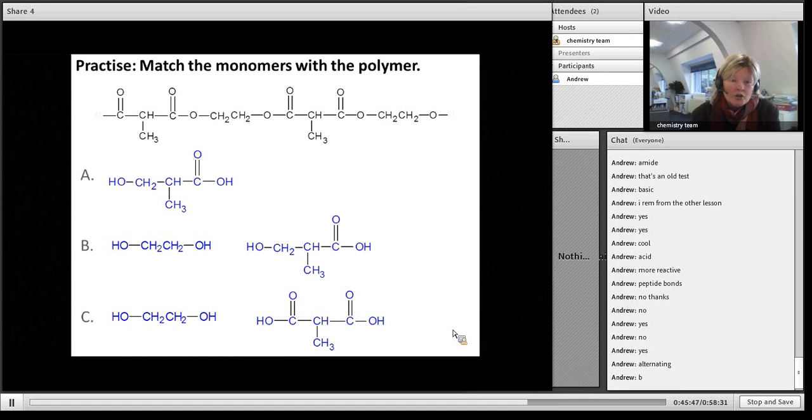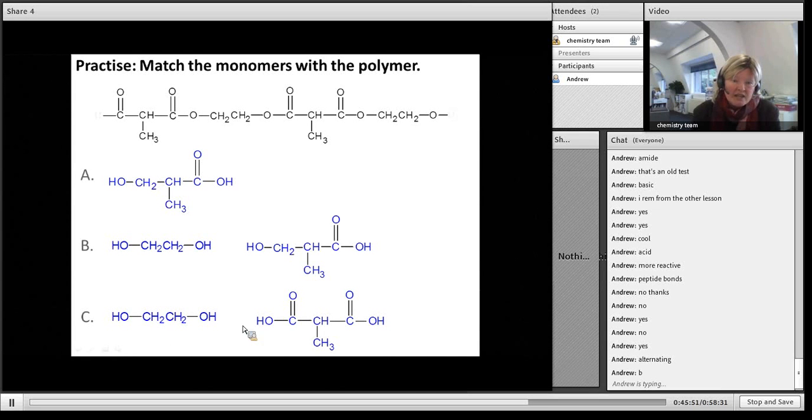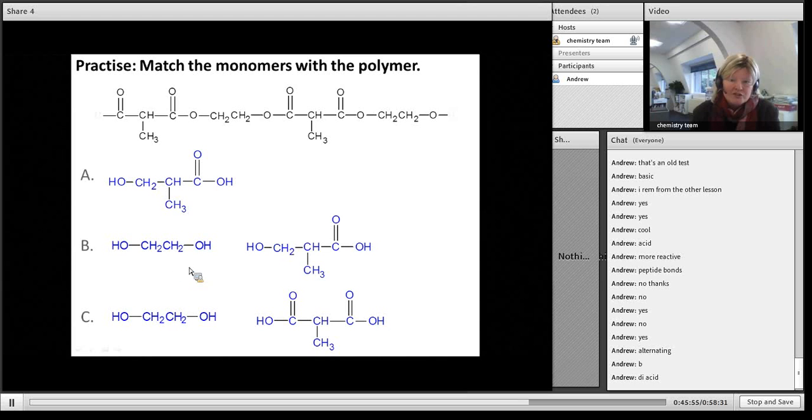Actually, it's not B, it's C. Do you notice with B, we've got a diol, but we don't have a diacid. So we need a diol and a diacid. Here I'm just showing where it's breaking up. So it's diol and diacid, so it must be C. It was a bit of a trick question because you saw the diol there, but that's not a diacid.